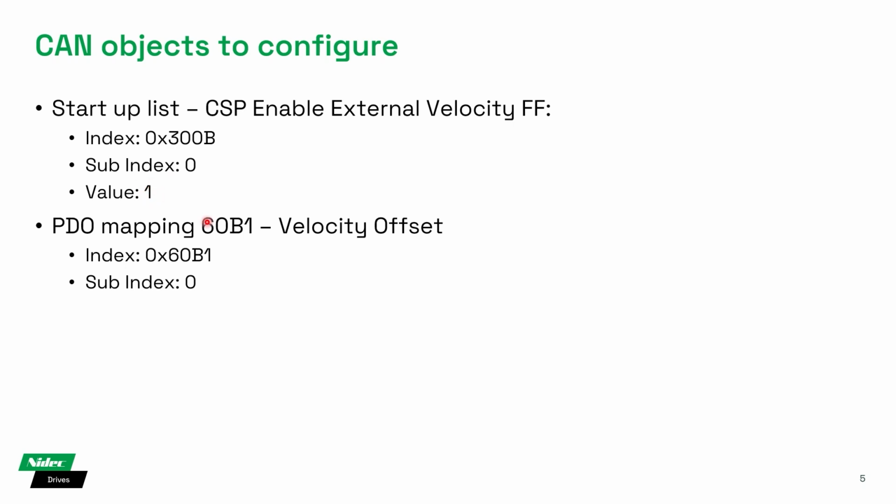feed forward. Second object that we've got to set up, and this is a PDO mapping now instead of a startup list item, is object 0x60B1. Okay, and this is where we actually inject the final reference that we're going to calculate.